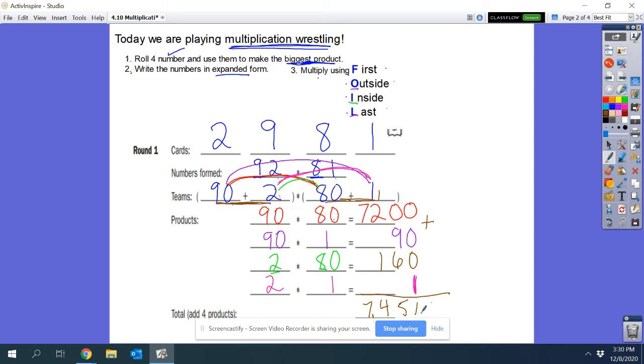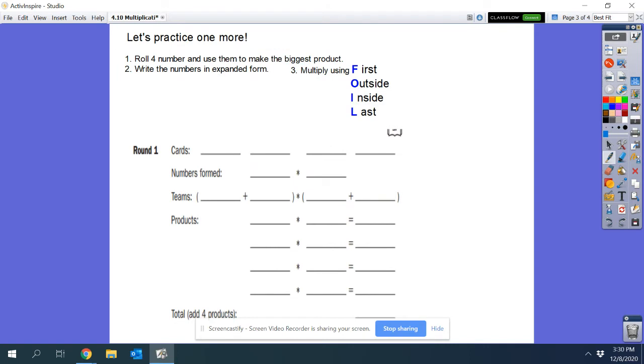Because if we had done this out as a 2 by 2 partial product, these would be the 4 partial products that we got. Let's try another one. So this time I'll give you the numbers 6, 4, 1, 7. Okay, so if we want to make a largest product, which numbers are going to be our tens place? You got it. I want to use 7 and I want to use 6.